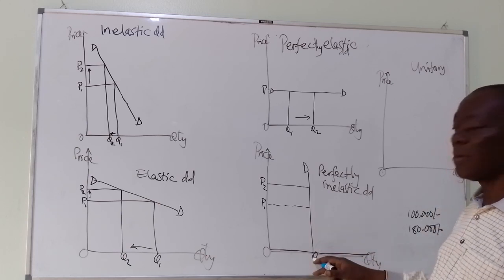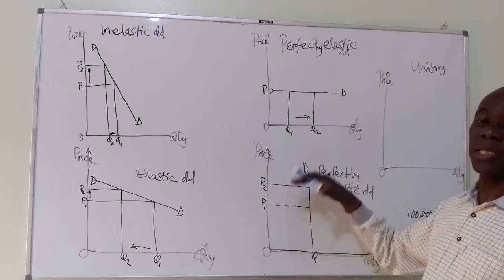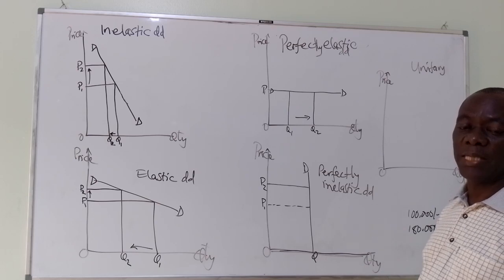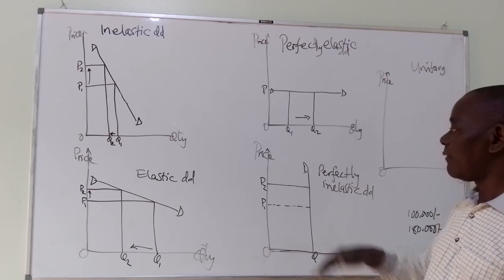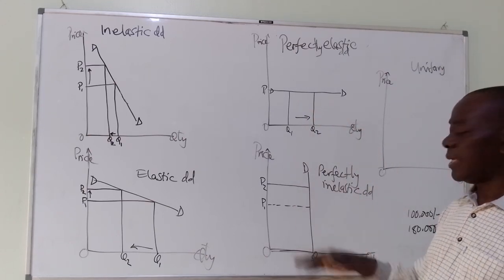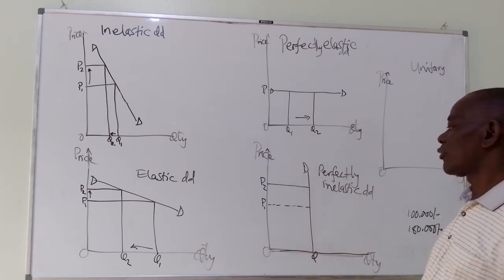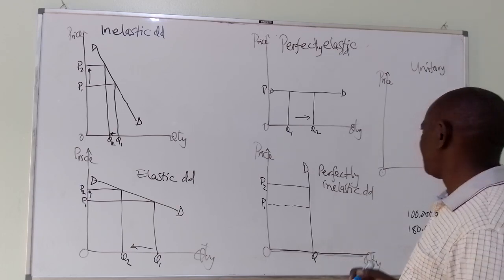You still take the same dose at whatever price, whether it is very low or very high. That one is perfect inelastic demand. The demand cannot change. Even if you change the price the way you would wish, the demand will remain the same. So that one we call perfect inelastic demand.